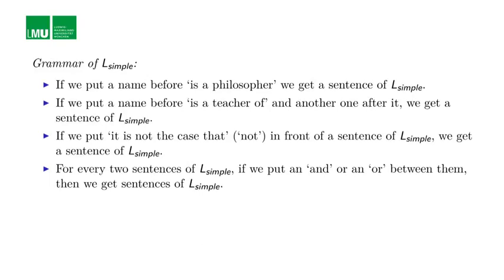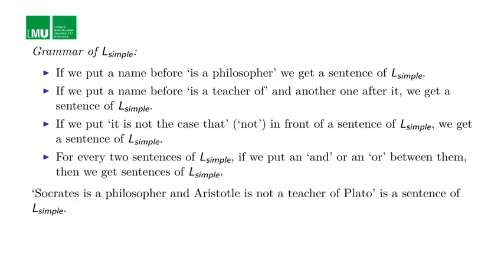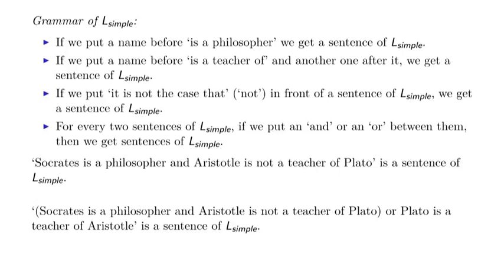Finally, for every two sentences of L-simple, if we put an and or an or between them, then we get sentences of L-simple again. For example, since Socrates is a philosopher is a sentence of L-simple, and also Aristotle is not a teacher of Plato is a sentence of L-simple, it follows that the sentence Socrates is a philosopher and Aristotle is not a teacher of Plato is a sentence of L-simple. And since that is a sentence of L-simple and Plato is a teacher of Aristotle is a sentence of L-simple also, Socrates is a philosopher and Aristotle is not a teacher of Plato, or Plato is a teacher of Aristotle is a sentence of L-simple again.